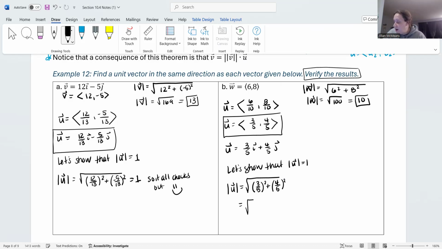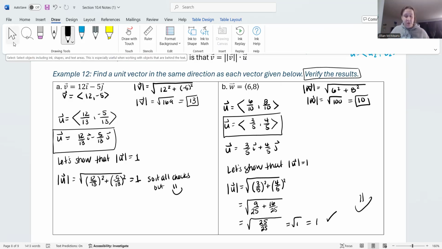So if we square 3/5, we get 9/25, bless my heart. If we square 4/5, we get 16/25. Well, 9/25 plus 16/25 is 25/25, which is the square root of 1, which is 1, which is all she wrote, y'all. So we have again proven that this really is the unit vector in the same direction as vector w. Okay, so that's it for this one.